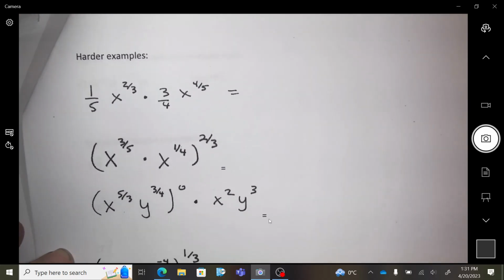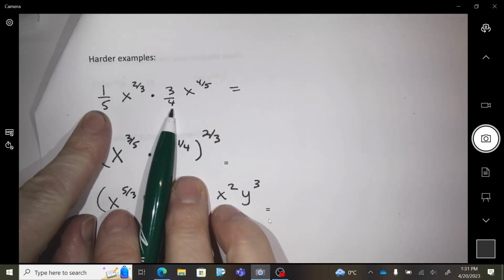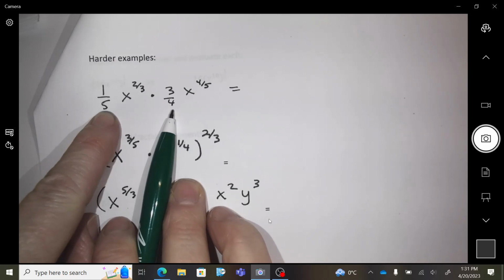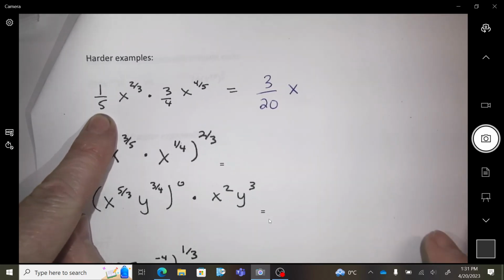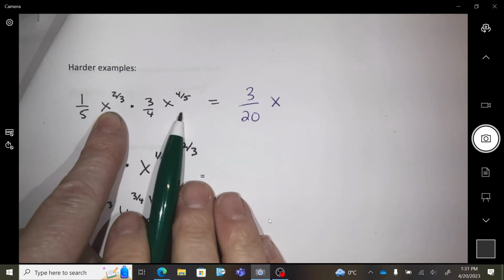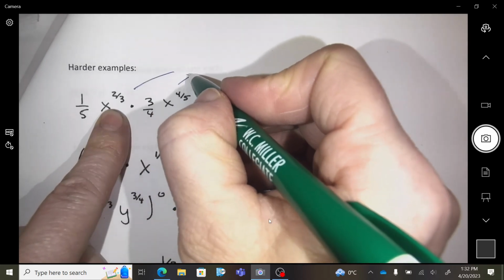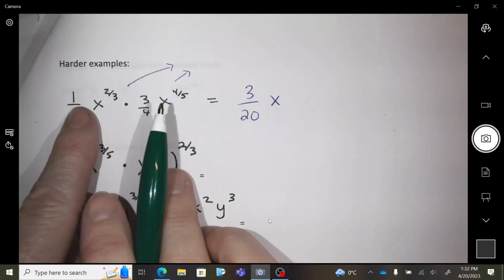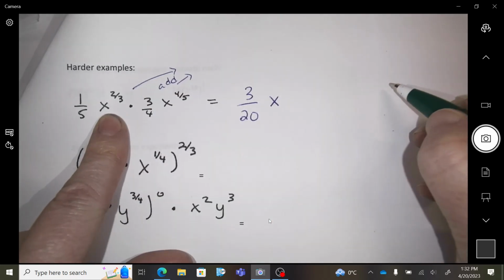Okay, ready? Coefficients, regular math, so multiplying them. I need to do this times this. So the top is going to be 3, and the bottom is going to be 20. X to the, what do you want to do with the exponents here? What's the rule? If this is a multiply, what should they do? They add.